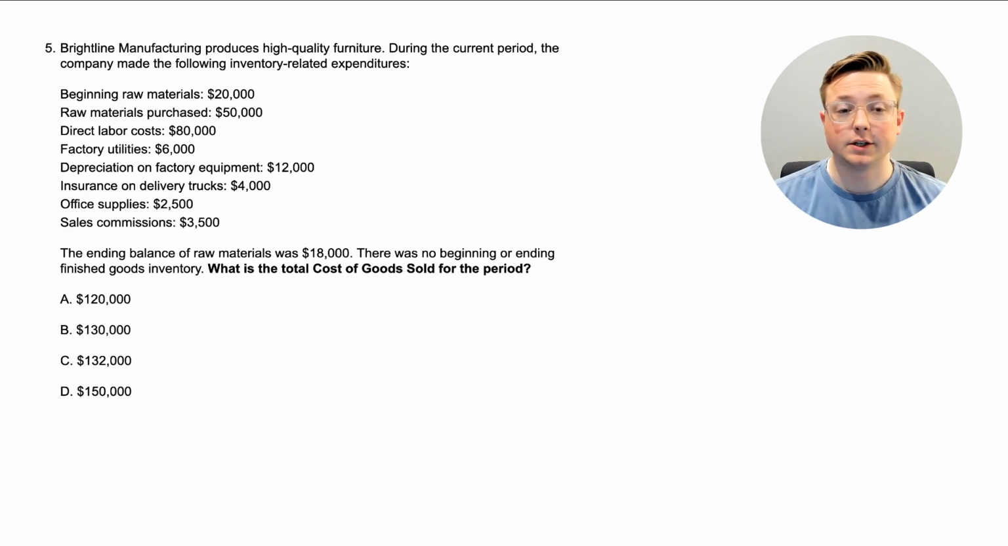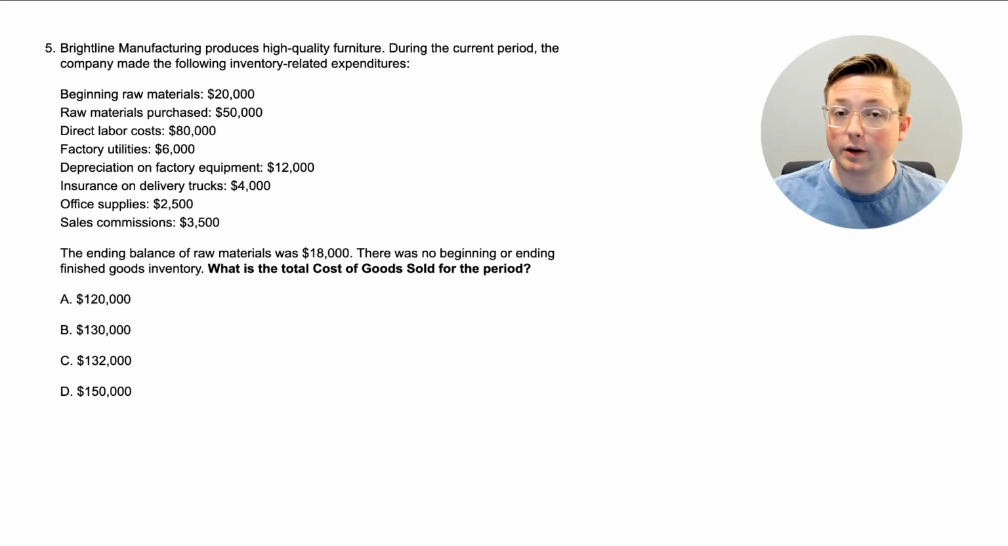All right, here we are at question 5. Let's read the last part. What is the total cost of goods sold for the period? Okay, so that's something that we've been talking about the whole time. Let's read through this to figure out what's going on. Brightline Manufacturing produces high quality furniture. During the current period, the company made the following inventory related expenditures.